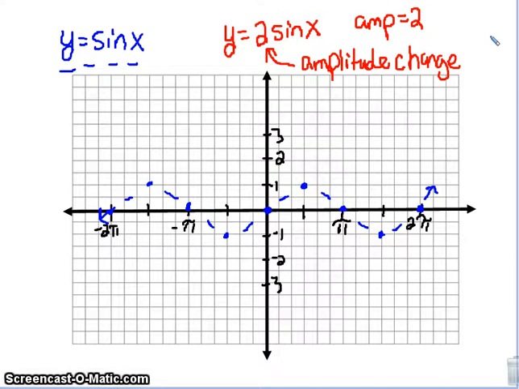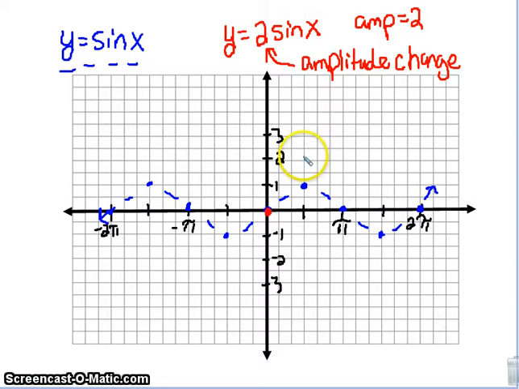Amplitude is asking for the distance, so they're going to try to trick you. If they put a -2, my amplitude is still 2. It is the absolute value of that number in front of the function. So now, do zeros change when we have an amplitude change? No. So we go 0.